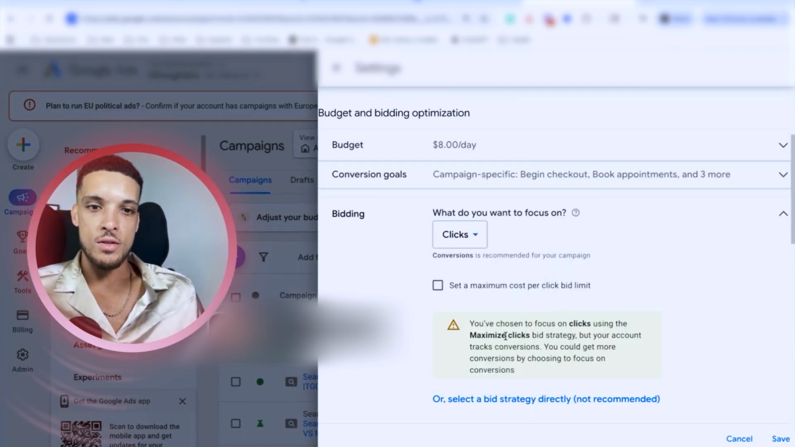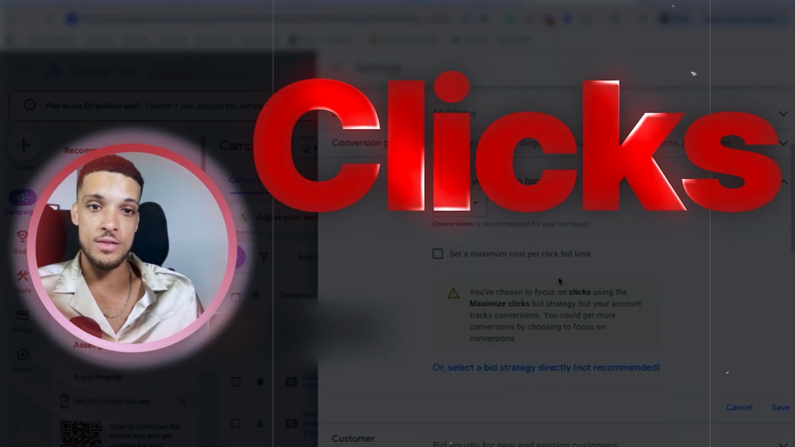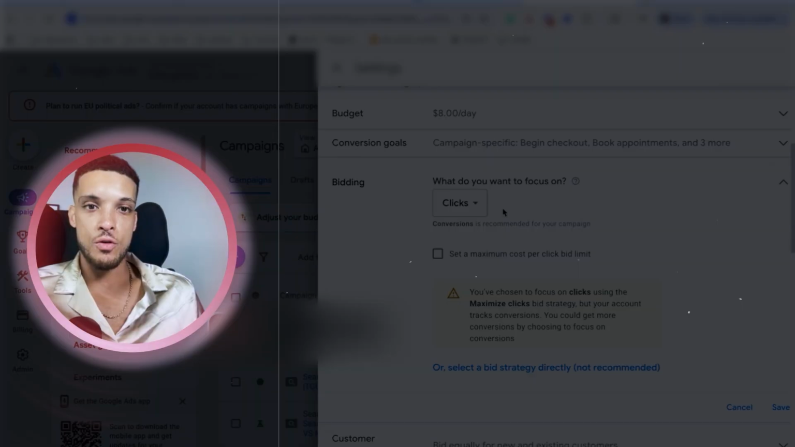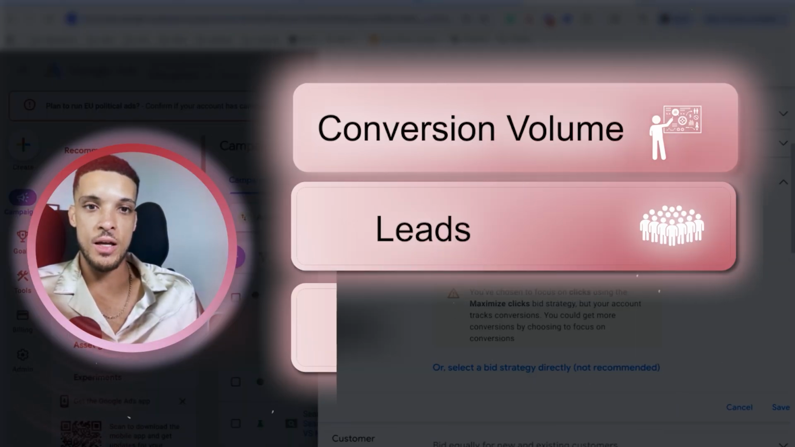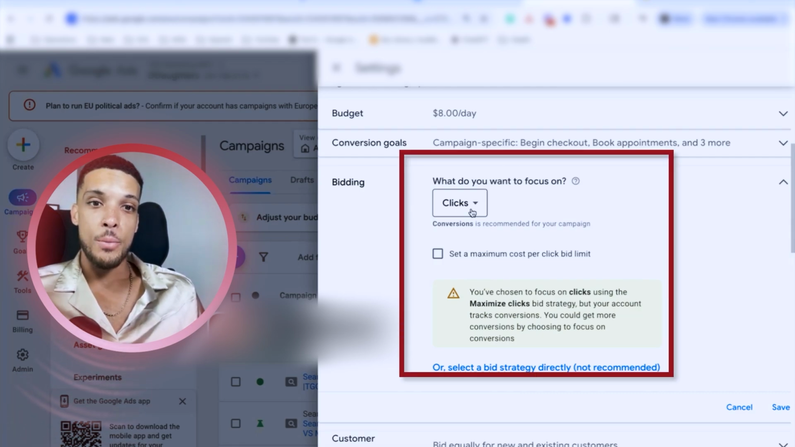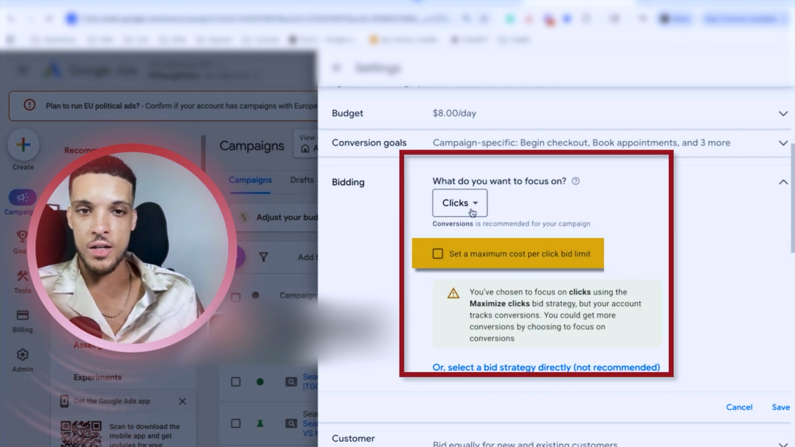Next, one of the worst ones is going to be clicks. Clicks sounds good for newer advertisers that don't really have enough conversion volume from leads, sales, or calls, between 30 to 50 in a month period per campaign. So if you have a brand new campaign and it's really not getting conversions, this can sometimes be a good option, but it's not going to be better than the other bid strategies that I talk about later.